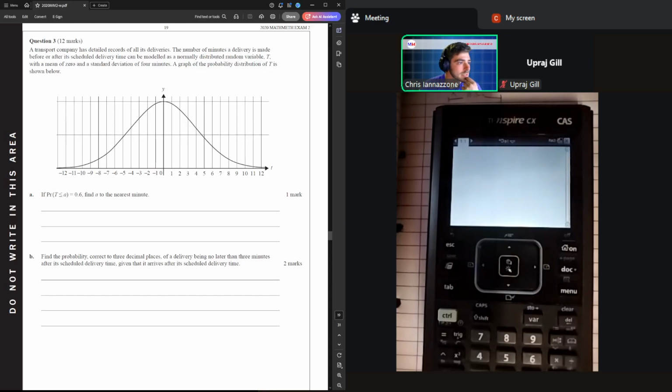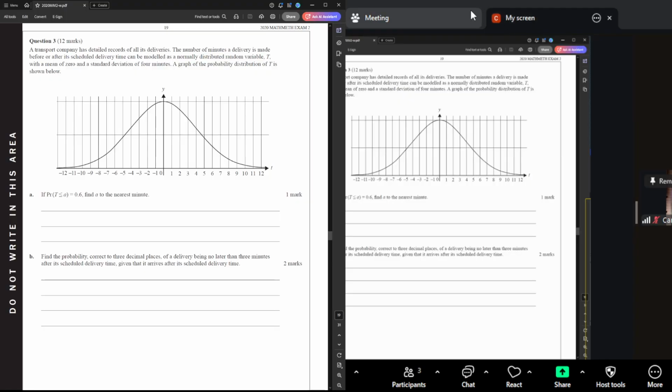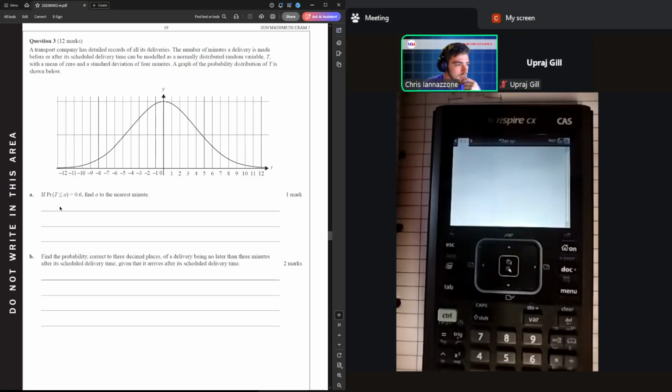The transport company has detailed records of all its deliveries. The number of minutes a delivery is made before or after its scheduled delivery time is normally distributed, with a mean of 0 and standard deviation of 4 minutes. And we even have a graph to help us out a little bit. The probability of t less than or equal to a is 0.6. What is a? Fairly standard question to start us off. I'll give you a moment to collect your thoughts.